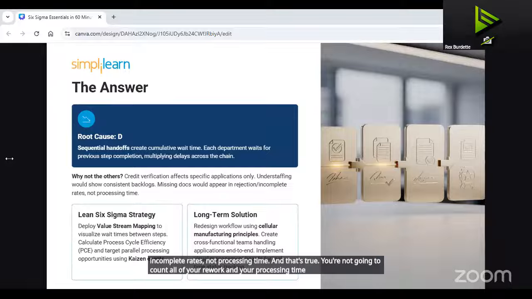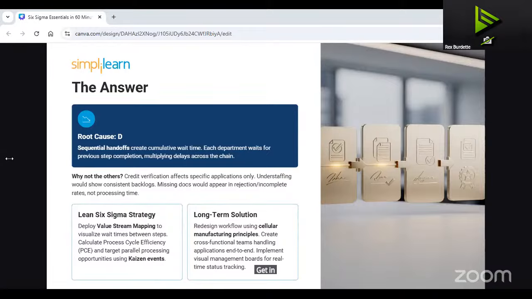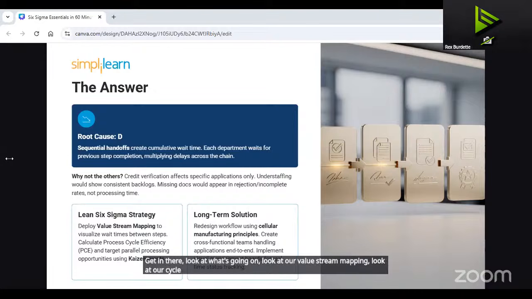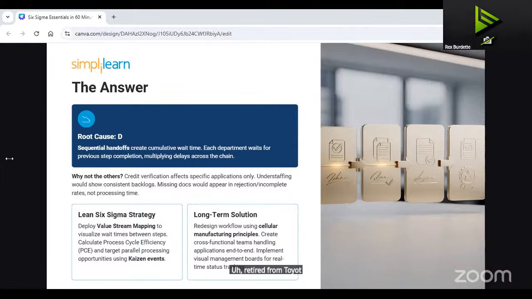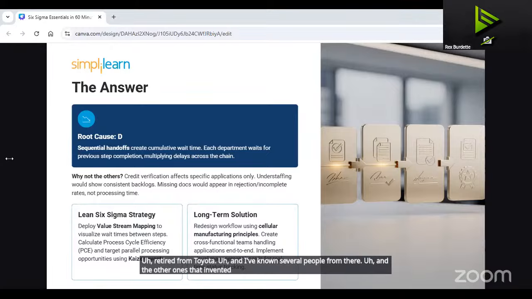What's our strategy? Again, get in there, look at what's going on, look at our value stream mapping, look at our cycle times, look at our handoffs, see what we can do to improve that. They mentioned Kaizen events. Kaizen in Japanese is just an improvement. My brother retired from Toyota, and I've known several people from there, and other ones that invented this. A Kaizen is an improvement.